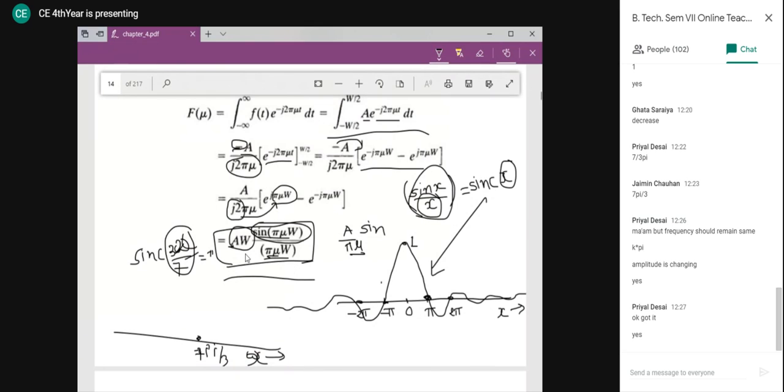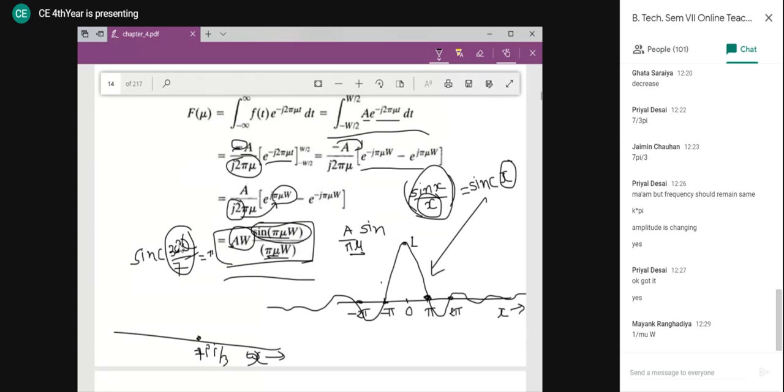Actually, you can read it as AW sinc(pi mu W). Sinc is sin x by x, so this is your x. So what is your first zero? We should first identify the variable. Then I will equate the argument to pi, and then I will get the variable value.